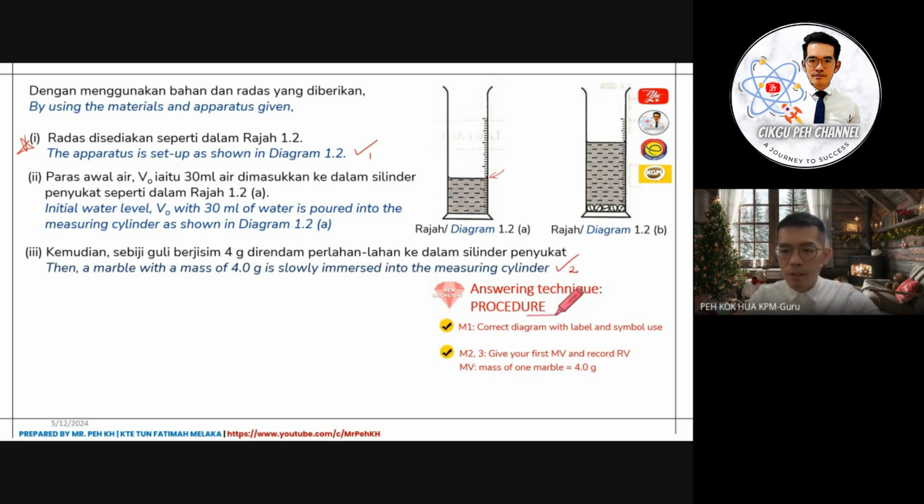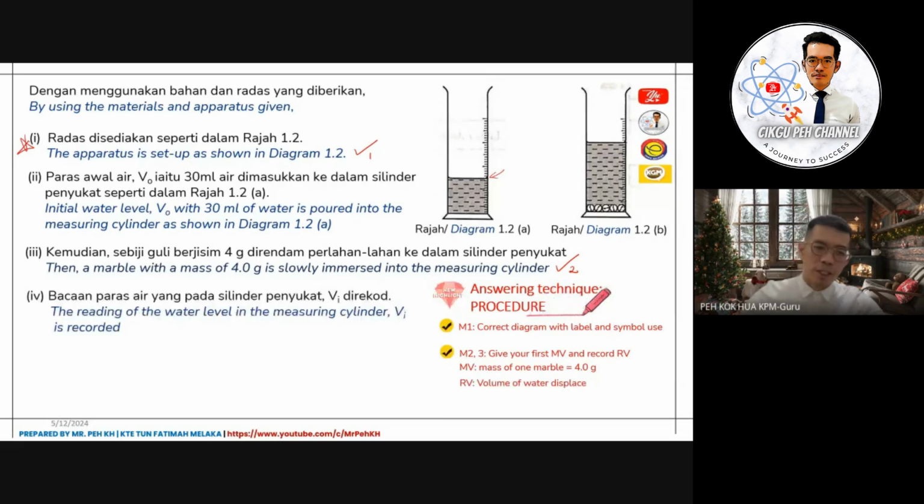Then the third mark will be to record RV, which is the volume of water displaced, or the water level shown in 1.2b. The sentence for RV1 will be like this: the reading of water level in the measuring cylinder, which I put as V1, is recorded. So you can get your third mark already.